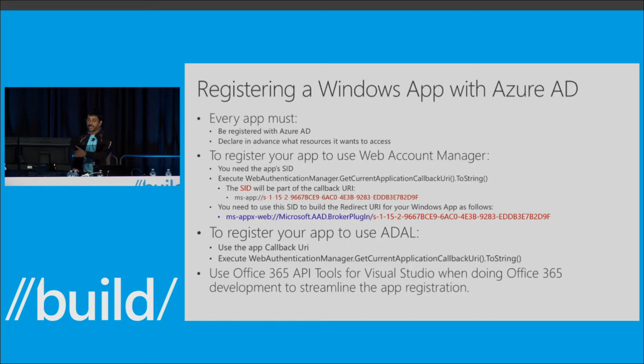If you're using ADAL, you don't have to worry about this. You can go with the callback URI that you get from the Web Authentication Broker API. So that's totally valid. If you use the Windows 10 stuff, you need to make sure you use the blue and red together.